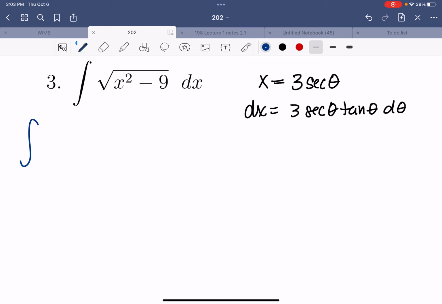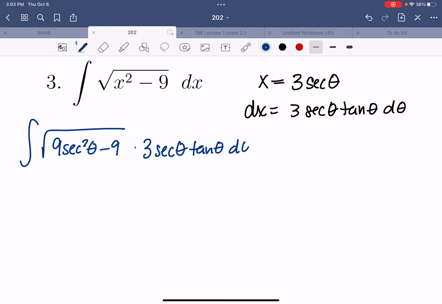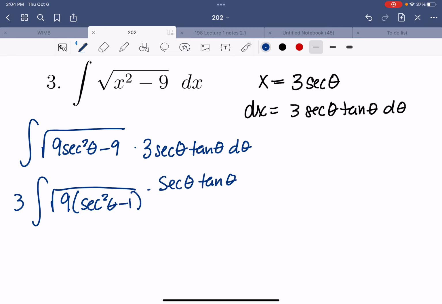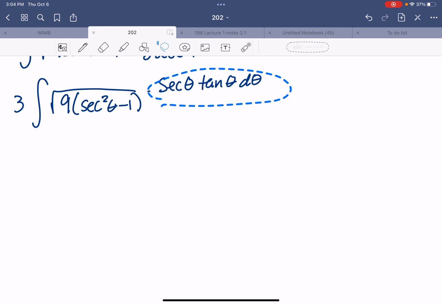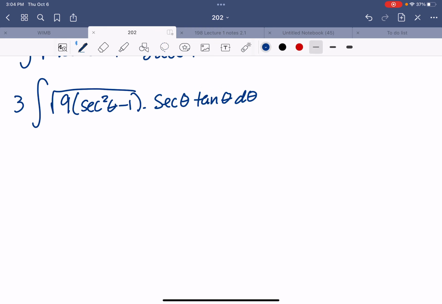So that gives us the integral of the square root of 9 secant squared theta minus 9, times dx, which is 3 secant theta tangent theta d theta. The 3 comes out front. We factor out the 9 underneath the square root, and we've got secant theta tangent theta d theta. Underneath that square root, we're going to replace secant squared theta minus 1 with tangent squared theta because of our identity.